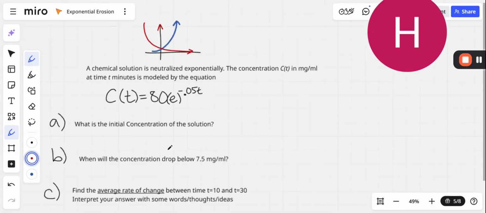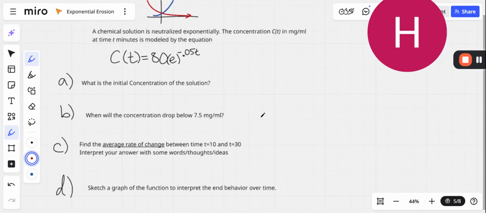So go ahead and read the problem. Give yourself about 7 or so minutes to figure this out on your own first. And then when you're ready, you can join back. See how we did it here.